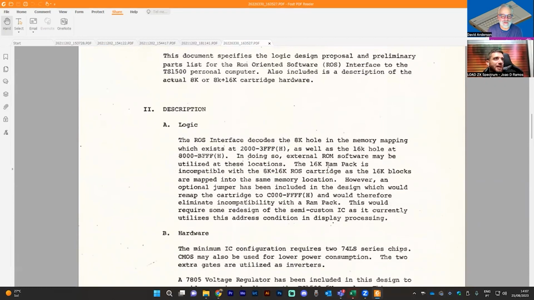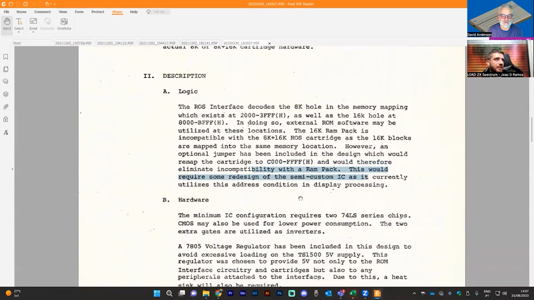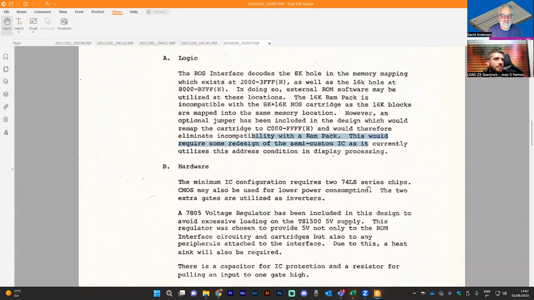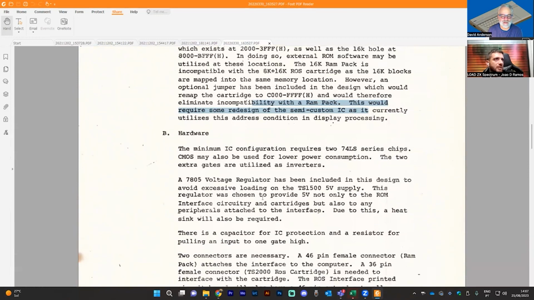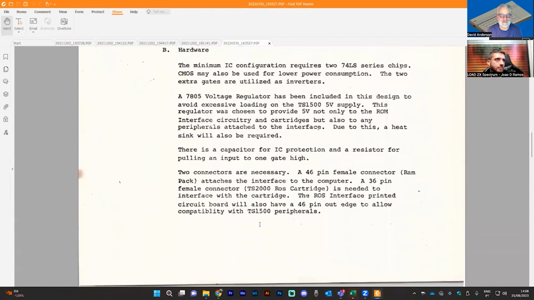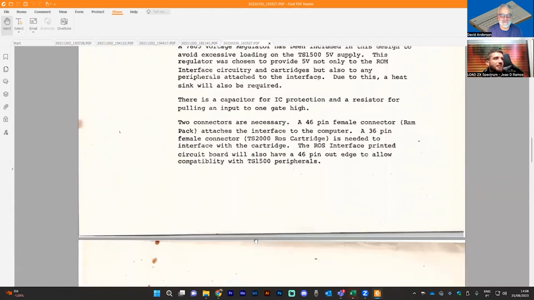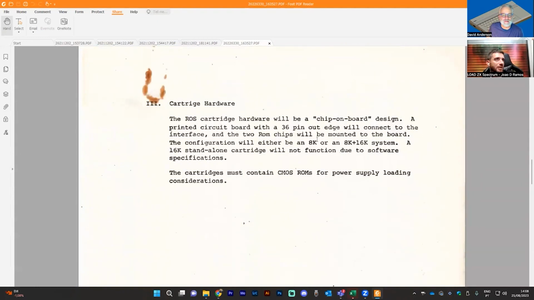Okay, the 16K RAM pack is incompatible with this, but the jumper, display processing. Hardware 74LS. Oh, okay, right. It has its own little power supply built in. Yeah, and a heatsink, right? Now that you start reading about it, it seems much more complicated than just a tiny cartridge. Well, I've seen somebody has taken it apart and cloned it. Cartridge hardware, chip on board design. This is what you said before to me.